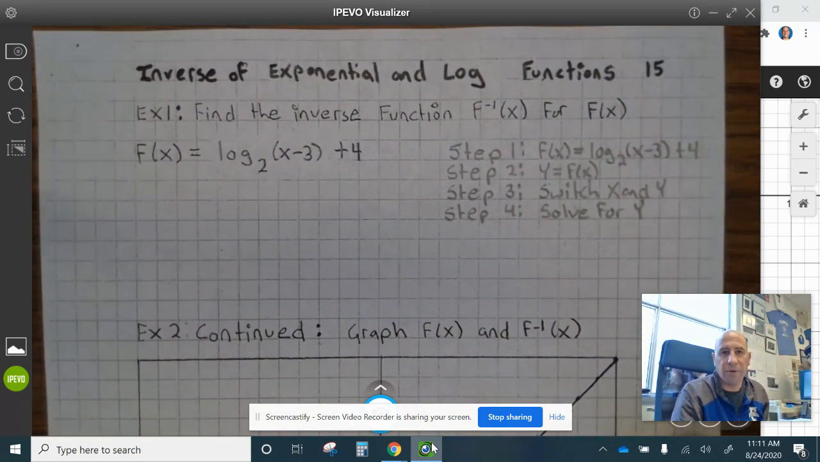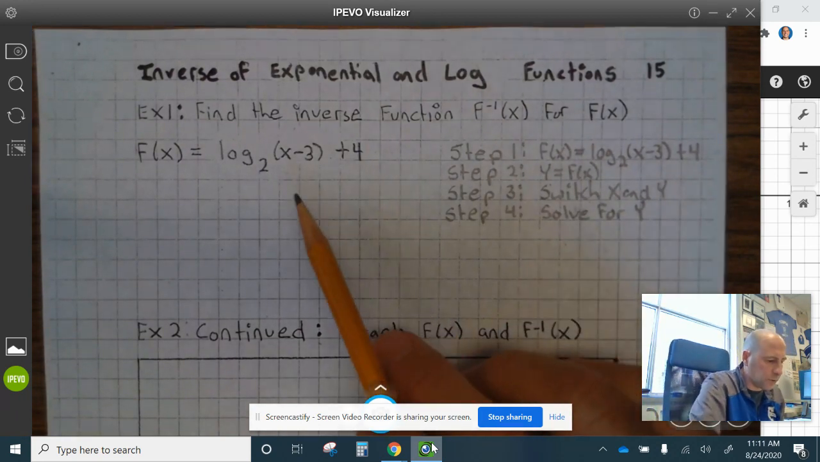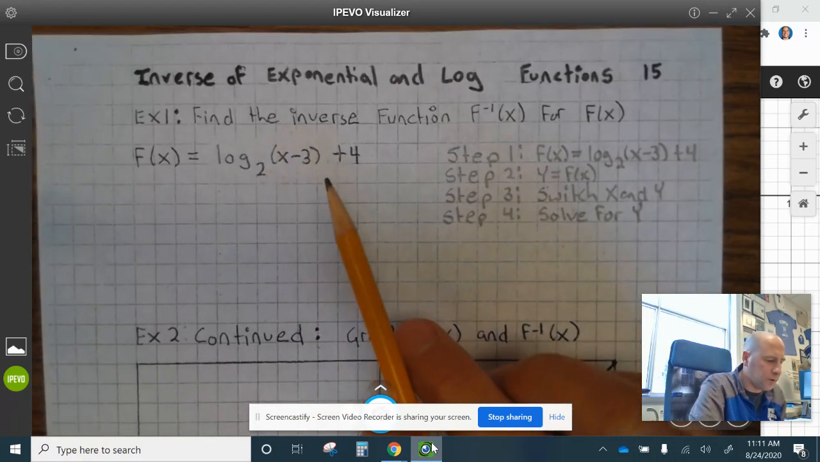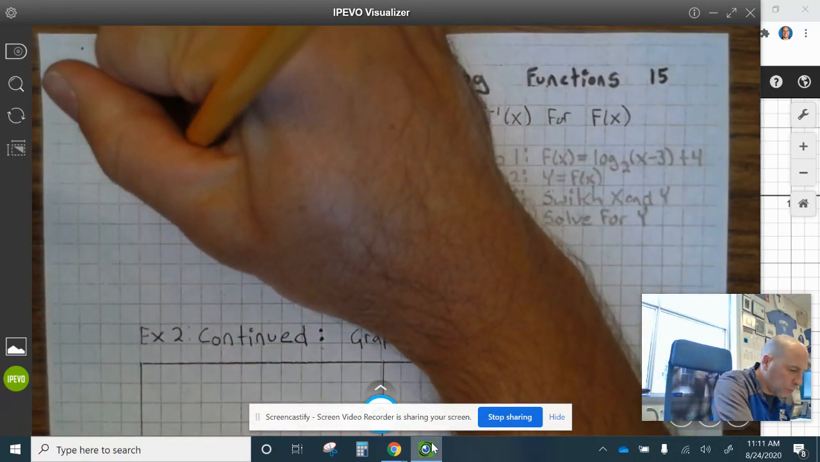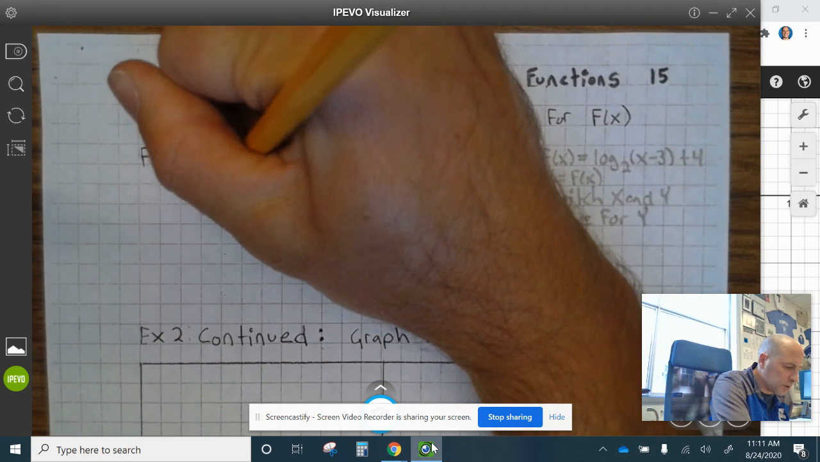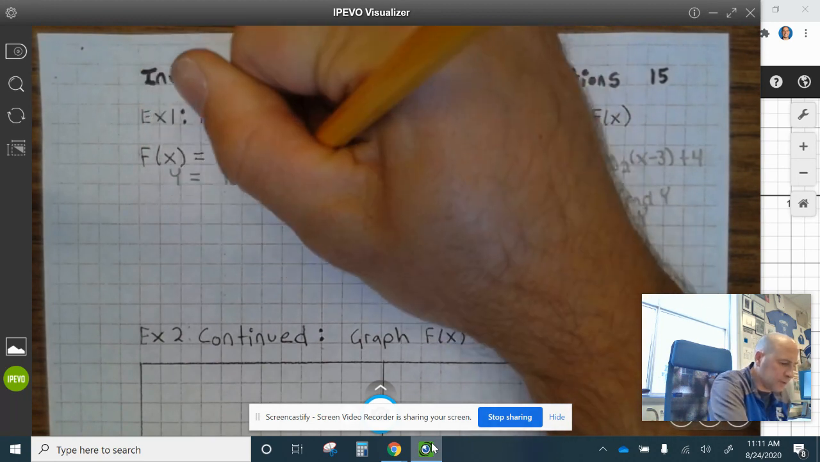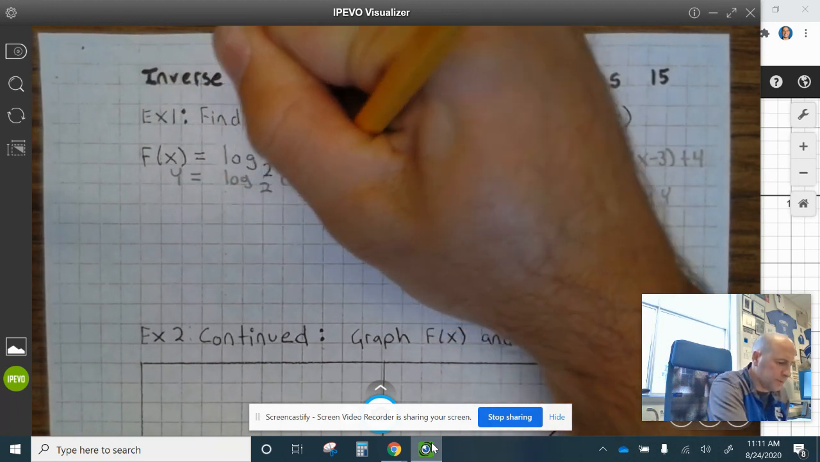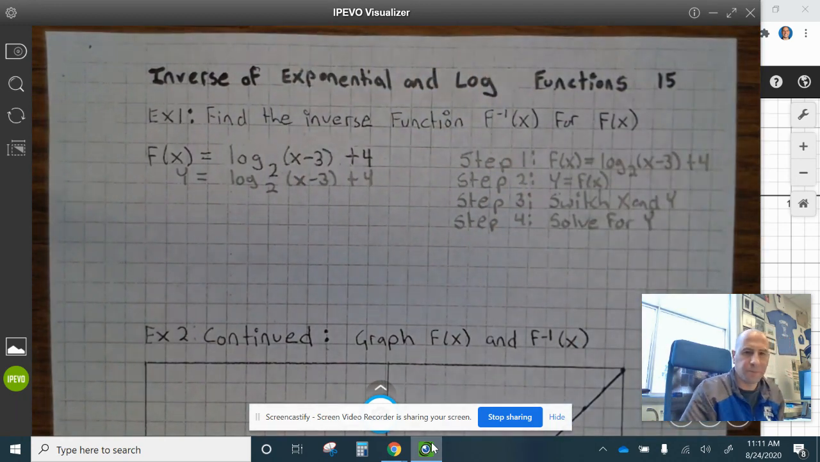All right, inverse of exponential log functions shown on page 15. Find the inverse function f inverse of x for f of x. f of x equals log base 2 of x minus 3 plus 4. Okay, so step 1, we just identify, well, this is a log with a base of 2. Step 2, change f of x to y. So y equals log base 2 of x minus 3 plus 4.